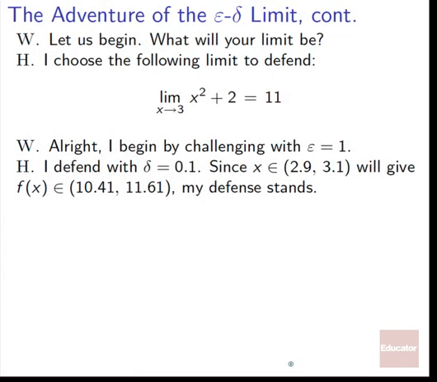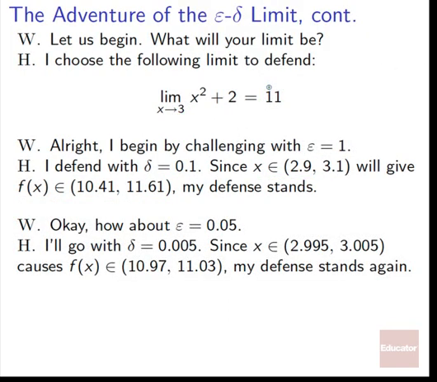All right. I begin by challenging with epsilon equals 1. I defend with delta equals 0.1. Since x contained within 2.9 to 3.1, the interval 2.9 to 3.1, notice that is a delta of 0.1 away from our c of x equals 3, c equals 3. If x is contained within 2.9 to 3.1, it will give f of x contained within 10.41 to 11.61, and that means I am easily within an epsilon value of 1 from our L of 11. Thus, my defense stands. Using delta equals 0.1, I stay within epsilon of 11.